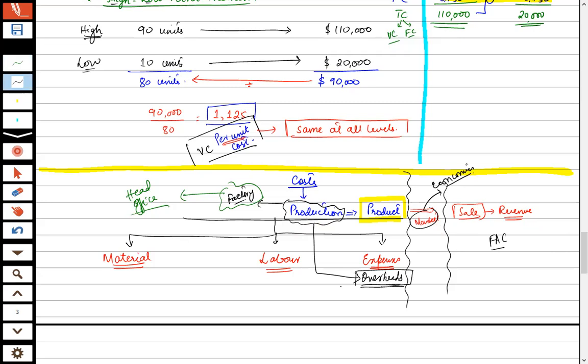In financial accounting, we call them expenses. In managerial accounting, the factory expenses are known as what? Overheads. And head office expenses are expenses. Clear? Head office rent is rent expense. Factory rent is overhead. Done? Clear? So there are three components that are used in the production: material, labor, and overheads. Clear? Now come to the material.